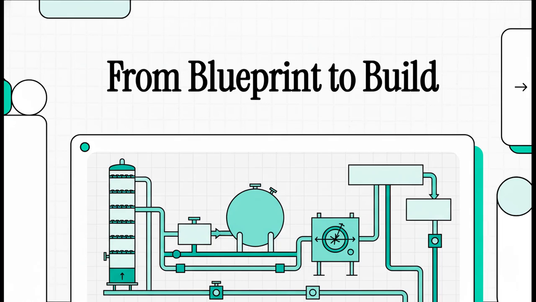Have you ever looked at a massive chemical plant with all its tangled pipes and giant tanks and just wondered, how on earth does that get designed? How do you take a complex idea and put it on paper so that everyone, from the engineers to the builders, is on the same page? Well, that's exactly what we're diving into today, the essential blueprints of chemical engineering.